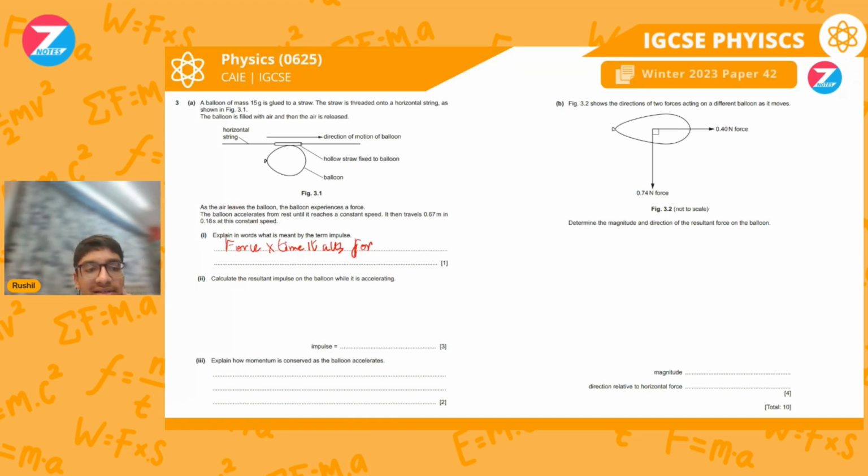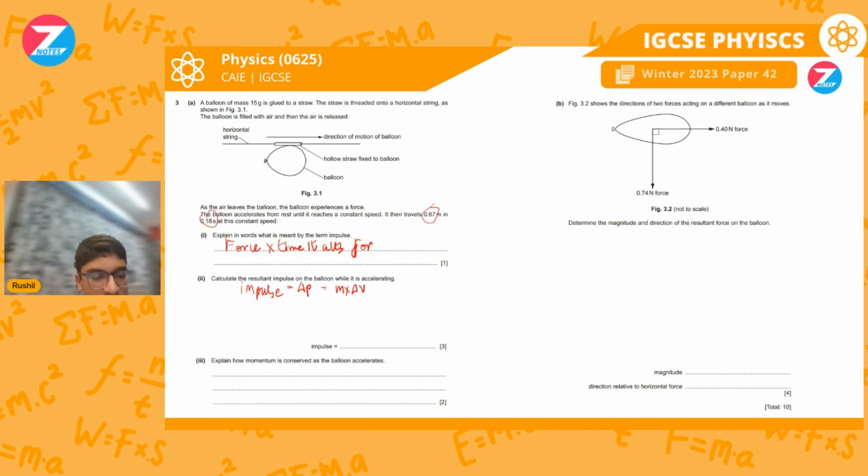Calculate the resultant impulse on the balloon while it is accelerating. So as I mentioned, impulse is also equal to the change in momentum, or mass into the change in velocity, since that's momentum. So we know that the velocity is distance by time. So the distance traveled is given, so is the time.